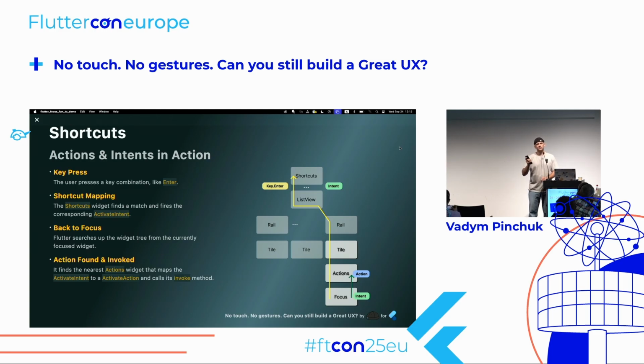We are pressing a key button, and this key is intercepted by the shortcut. Shortcuts are actually something we have by default, but we can also define our own shortcuts. These shortcuts are available on the application level, or you can declare your own shortcuts on any other level. These shortcuts map your key to the intent.